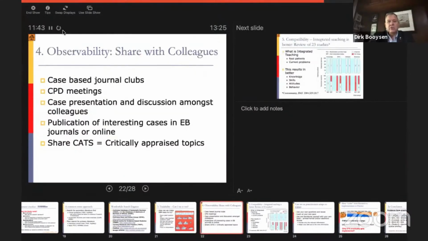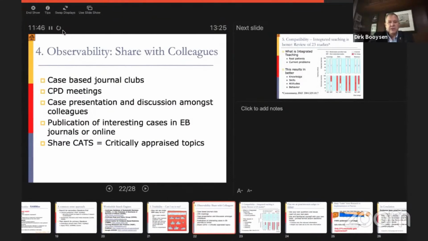And share with your colleagues. Is this thing observable? Case-based journal clubs, CPD meetings, which is similar to what we are doing here today. Do some case presentations amongst your colleagues and discuss the papers you read. Publish interesting cases in evidence-based journals or online, and share your critically appraised topics with others so that they can also give some input.